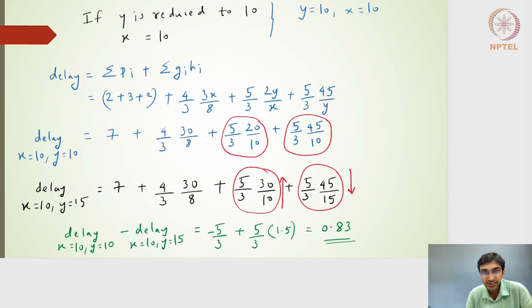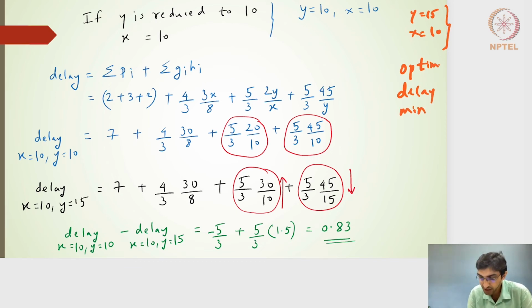Moving forward, just out of curiosity, if my Y value is 15 and X is 10, we are saying that this is the optimum value. That means that my delay is minimum. Right, the optimum values of Y and X are giving me the minimum delay.